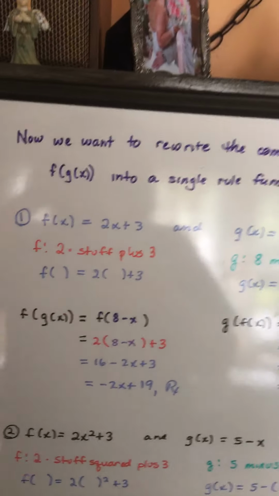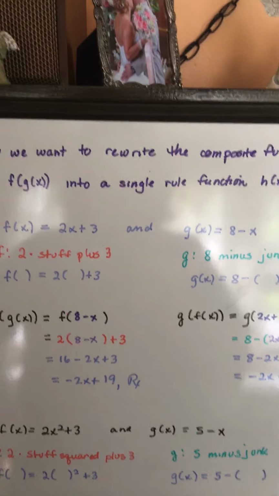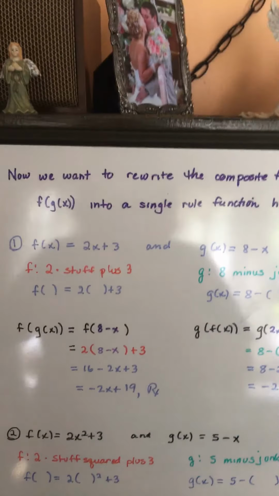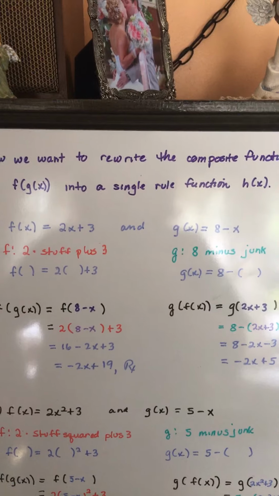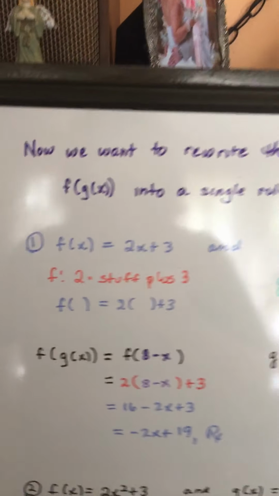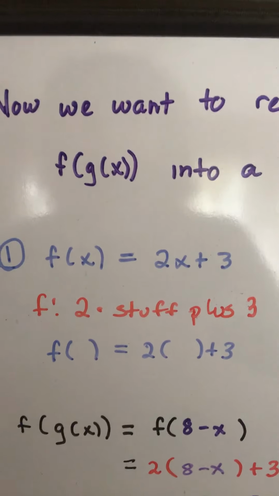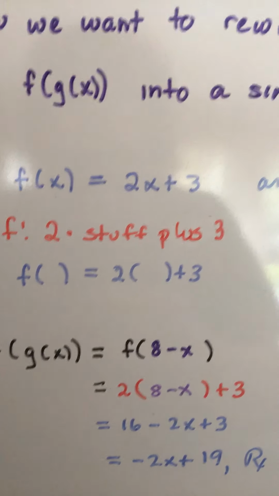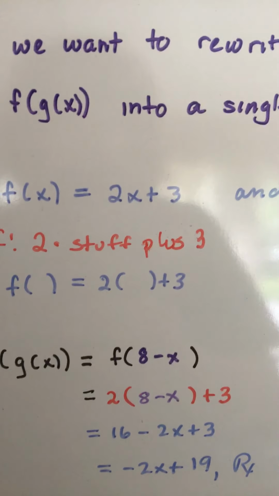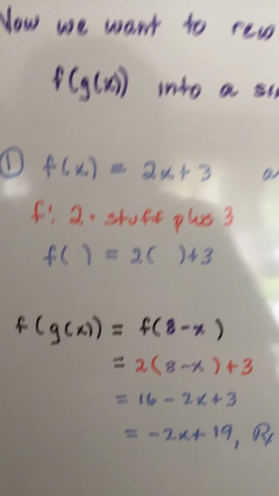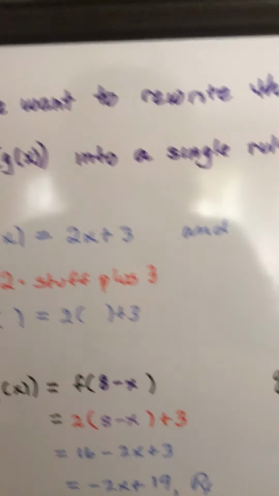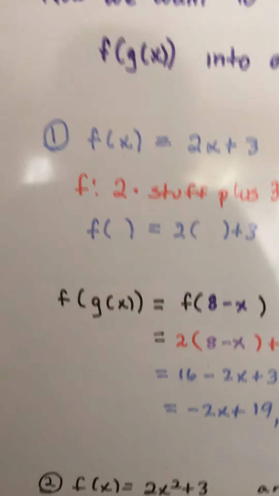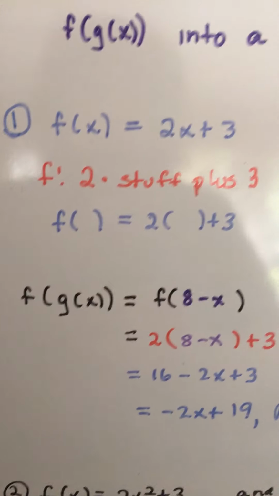Now this process gets very, very old, and so what we want to do is rewrite the composite function f of g of x into a rule for a single function h of x. So when I come down here and I'm looking for a new function for f of g of x, I could have called it h of x down here or y, but I just showed you the two different orders. What if I want to know the function f of g of x?